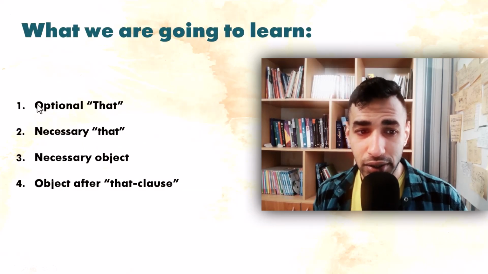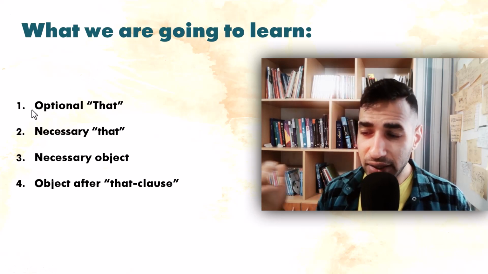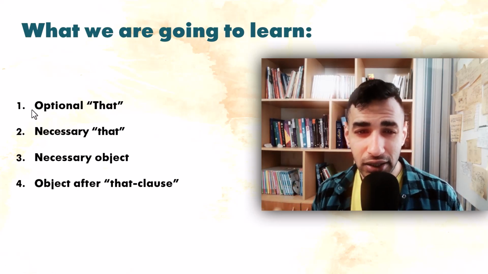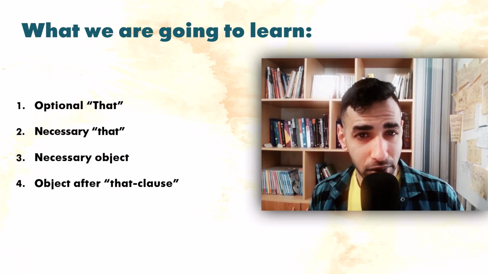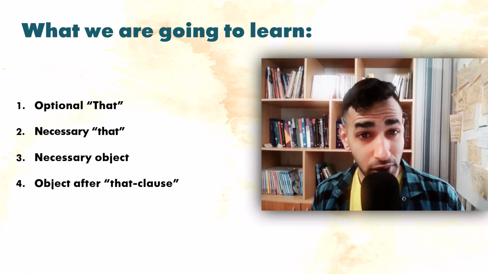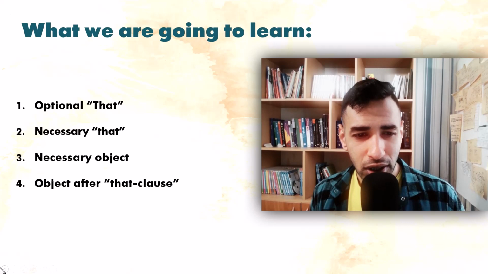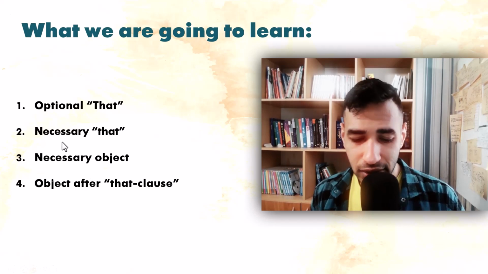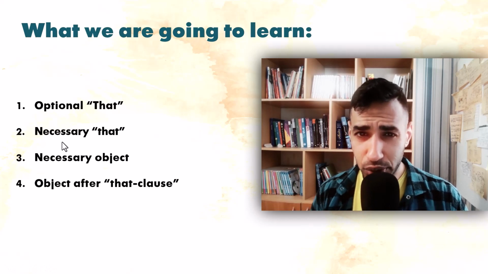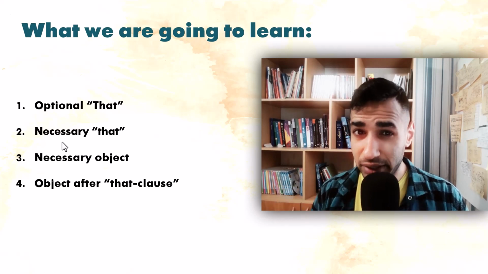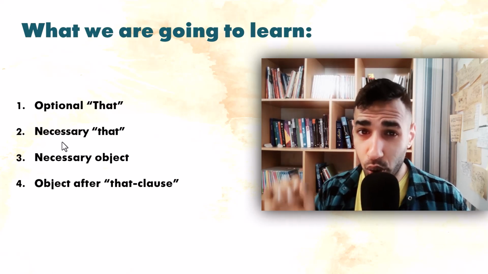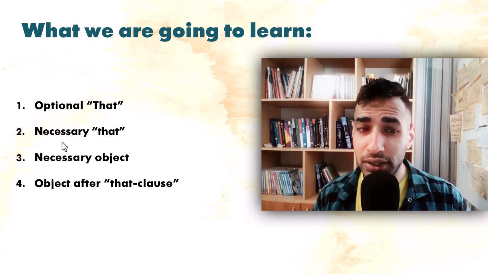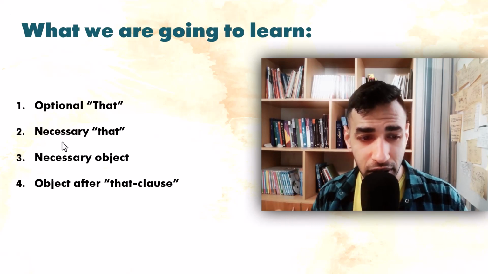One, optional that. My friend told me that. So this that can be omitted in some sentences. We want to learn where. Two, necessary that. In some sentences, that is necessary and we cannot omit it. We want to learn with what verbs that is necessary.